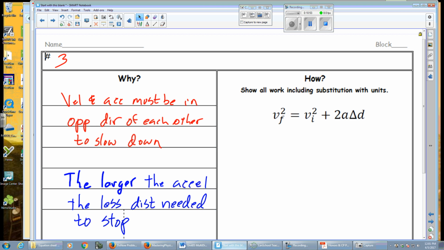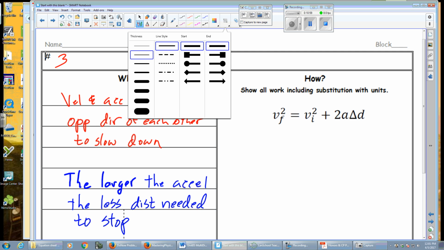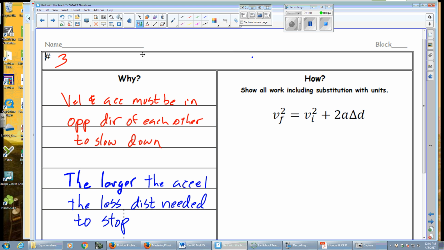So the thing to be careful on this one is the fact that the velocities are squared. And those actually are speeds, not velocities. But be careful of that. That's the most common mistake. So let's put in what we know.